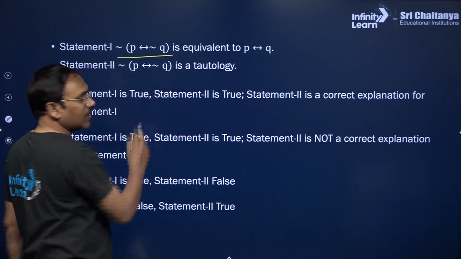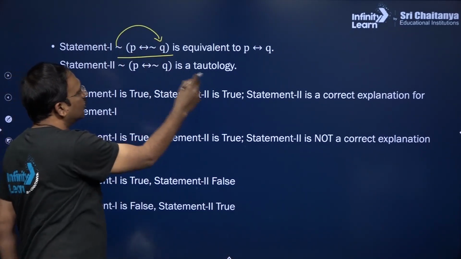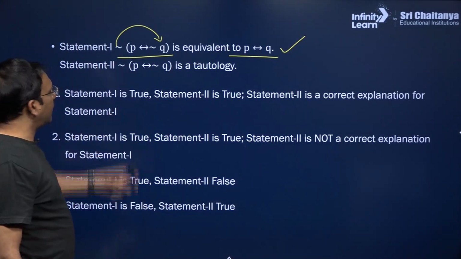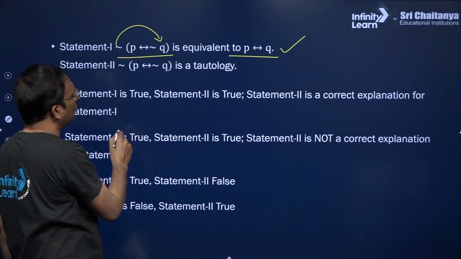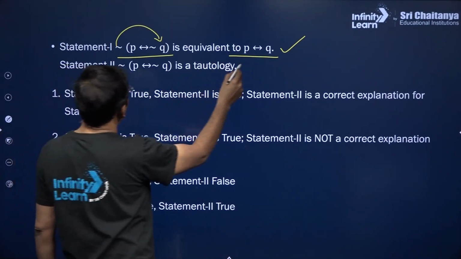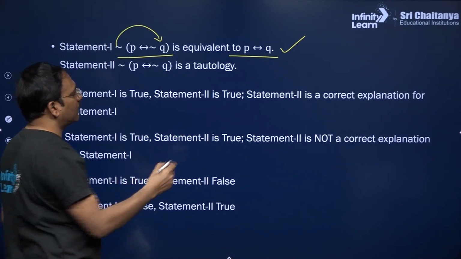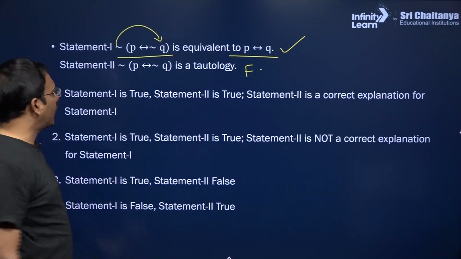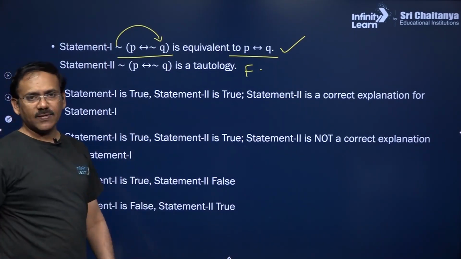Negation of p implies q means you can remove the brackets and put negation on any of these. So this is equivalent to p implies q, which is correct. And next, my dear friends, negation of p implies negation of q is equivalent to p implies q, which is true sometimes and false sometimes, so it is not a tautology, it is false. So statement 1 is true, my dear friends, whereas statement 2 is false. Yeah, this is the one.